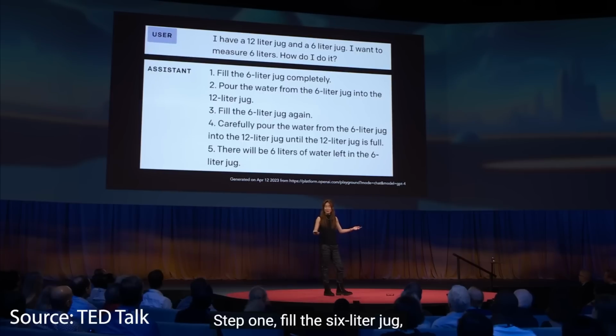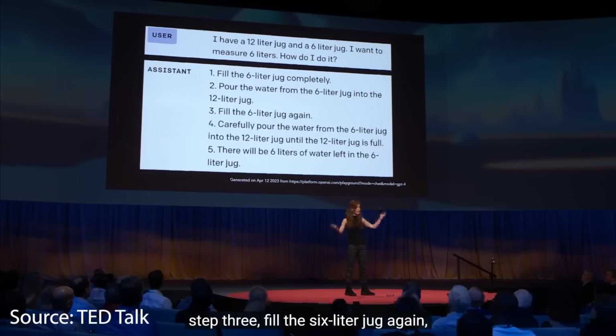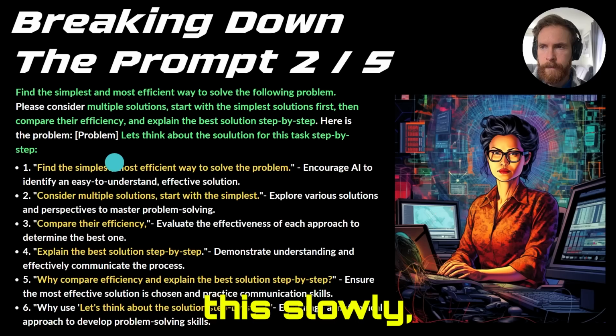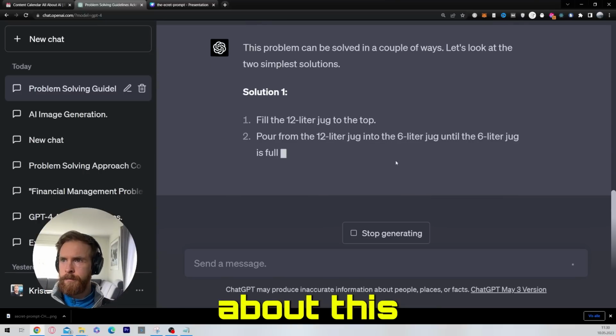Step 1, fill the 6-liter jug. Step 2, pour the water from the 6 to the 12-liter jug. Step 3, fill the 6-liter jug again. And don't worry, we are gonna go through this slowly in a step-by-step breakdown style so you don't miss anything about this gem of a prompt.